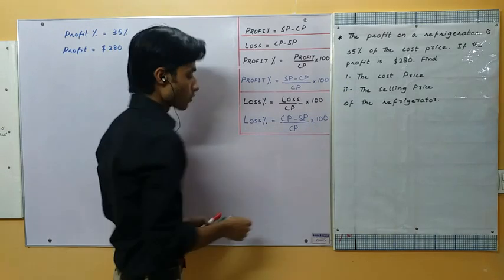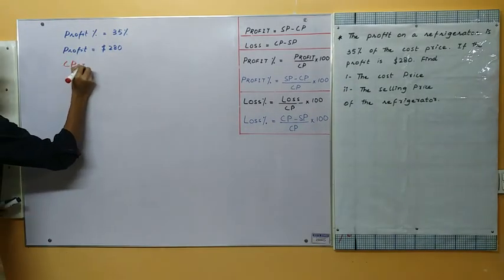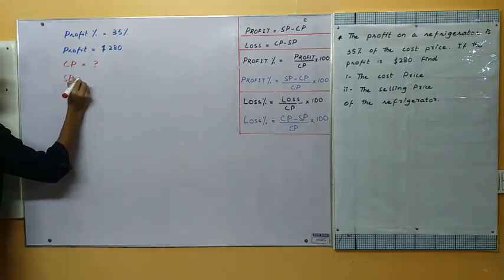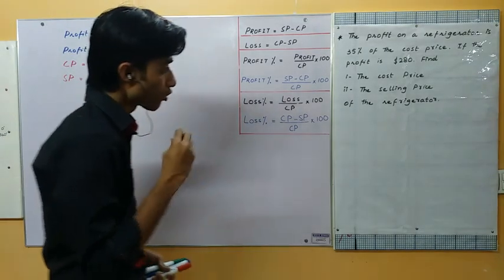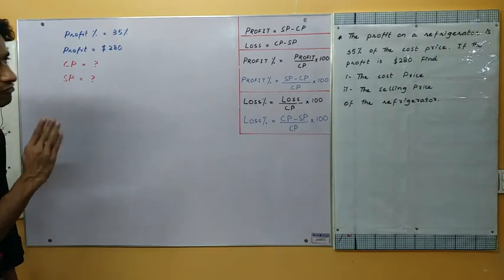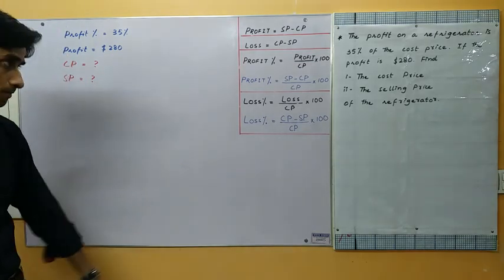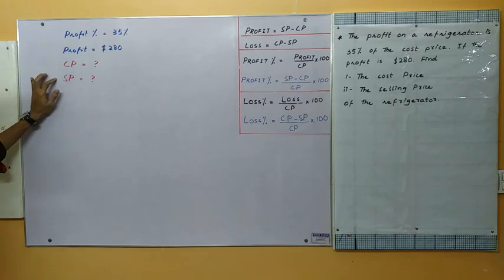What are the unknowns? The first unknown is the cost price. So we have to find out how much is the cost price. And the second thing that we have to find out is the selling price. So first thing, you always need to extract the information out of a word problem. This is a very easy word problem. I do not hope any one of you finds it difficult. Anyway, this is the information that we now have available. Profit percentage is there, profit is there, cost price is unknown, and selling price is also unknown. These are the two things that we have to find out.